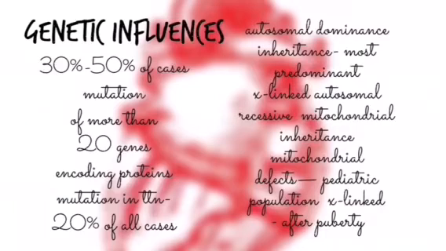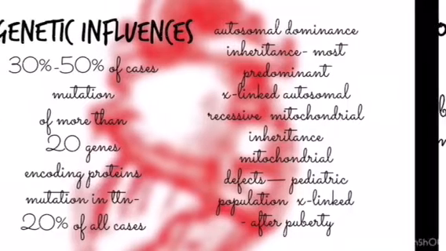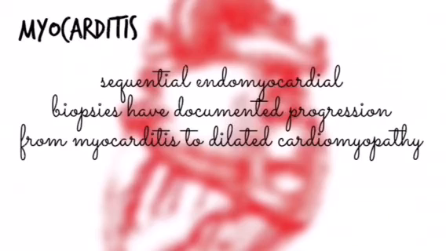About 30 to 50% of cases are genetic, and this is because of mutation of more than 20 genes encoding proteins. The mutation in the TTN gene accounts for only 20% of all dilated cardiomyopathy. Autosomal dominant inheritance is the most predominant, but there is also autosomal recessive and mitochondrial inheritance. The mitochondrial defects are found in the pediatric population, while X-linked is found after puberty.